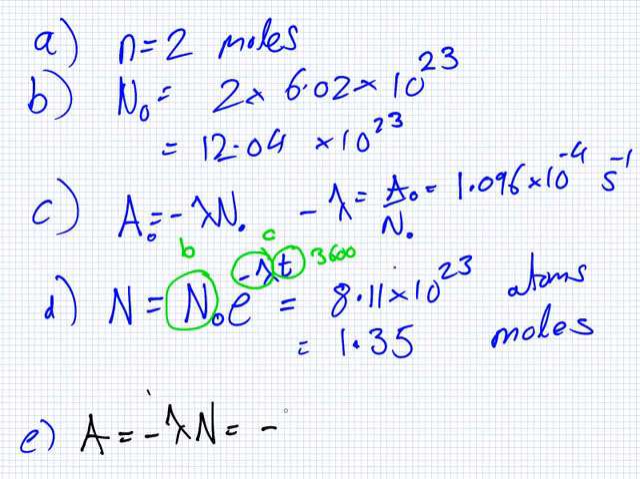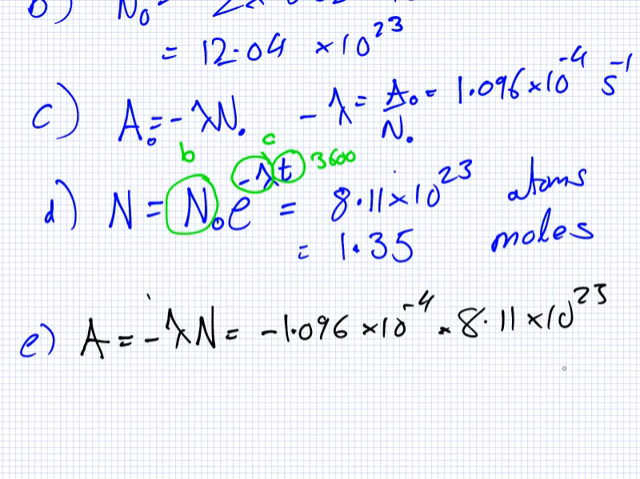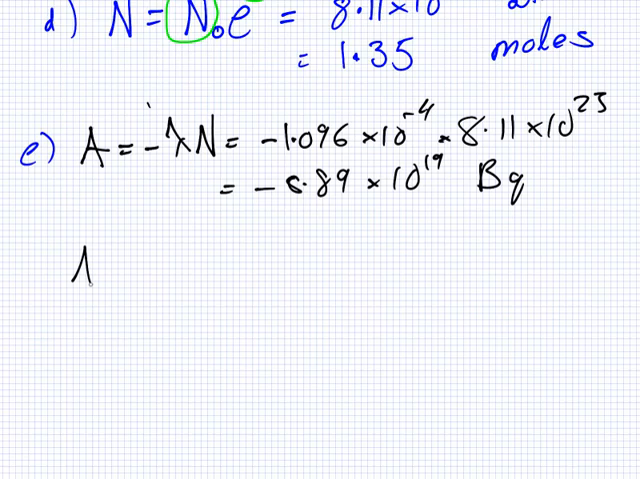So, there's two ways to do it, but I think the easiest way would be the activity after 1 hour is minus lambda times the number of atoms after 1 hour, which would be minus 1.096 times 10 to the minus 4 times 8.11 times 10 to the 23. I got minus 8.89 times 10 to the 19 Bq. Is that very different to your answer? What did you do differently? A equals A0 e to the minus lambda t should get the same answer. If you used that formula, what was the A at the start?